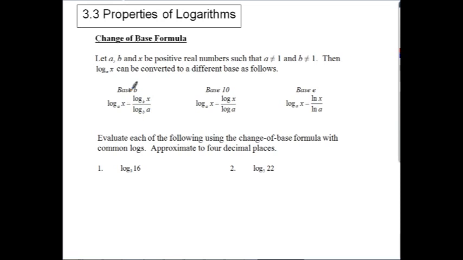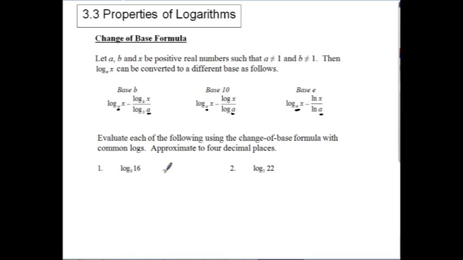This says it can be converted in any of the following ways. The way I look at this is, this is the base number right here, so that goes down in the basement of the fraction. The base goes in the basement, and the base goes down here in the basement. So I always do it that way, and then the number that you're doing is the one that goes in the numerator. So let's look at this one right here. Example number 1 says evaluate each of the following using the change of base formula with common logs. Approximate to 4 decimal places.